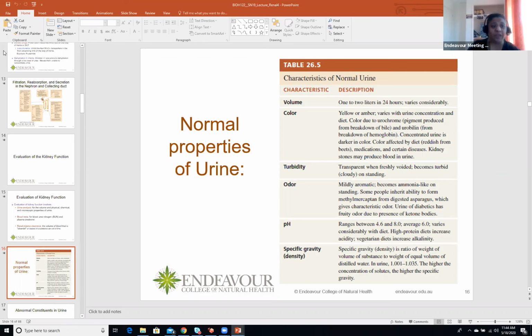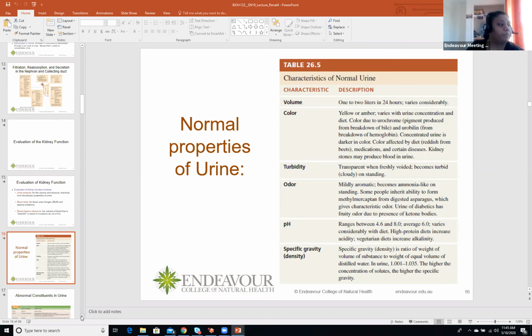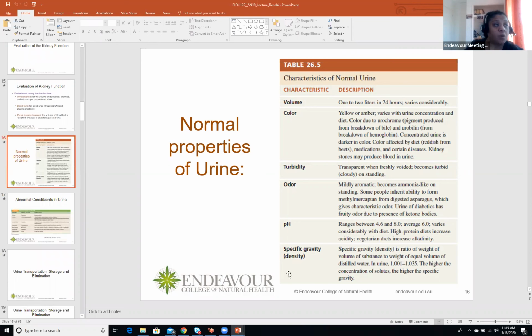Okay, specific gravity, which is the amount of solutes in the urine, right? So specific gravity of urine is pretty much similar to that of normal water, so it remains around 1, at the most 1.035. Okay. If the concentration of solutes increases, so when we're looking at the concentrated urine, the specific gravity will be significantly high, at least 2 to 3 times higher. So these are the normal physical properties of the urine.